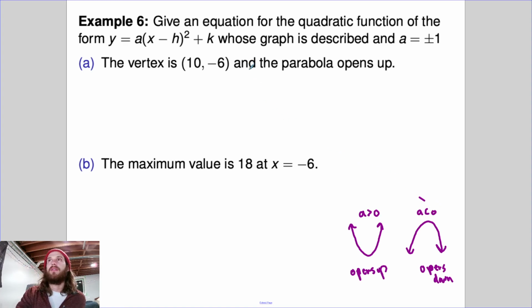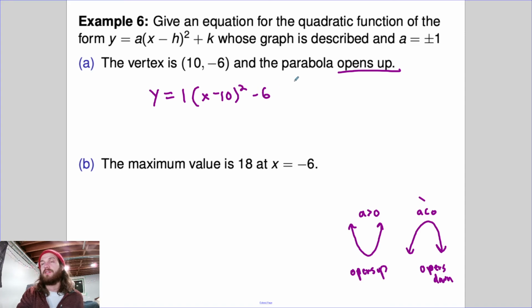So how do we write an equation of a parabola that has this vertex and opens up, if we know its a value has to be this? Well, it's going to look like y equals, well, opens up means a is positive, so a has to be 1 times x minus 10 squared minus 6. So the x one is always opposite.